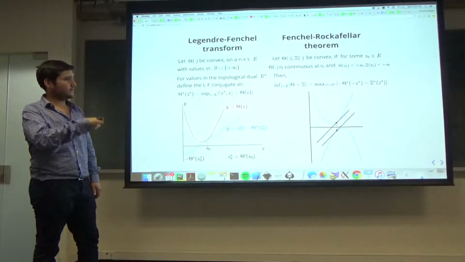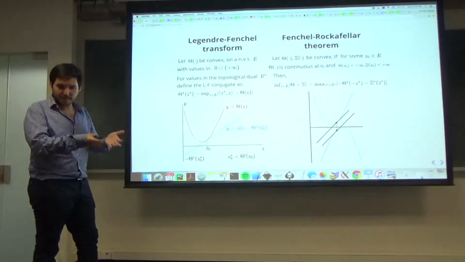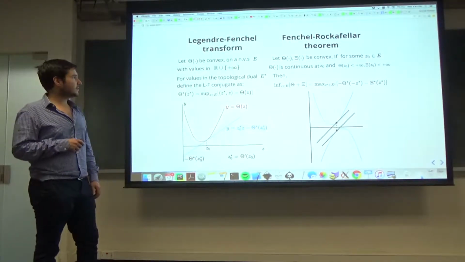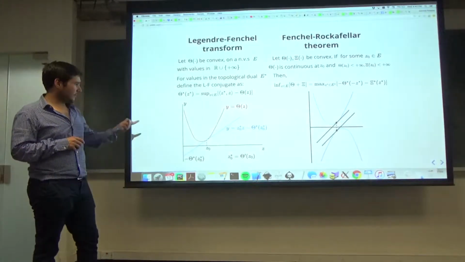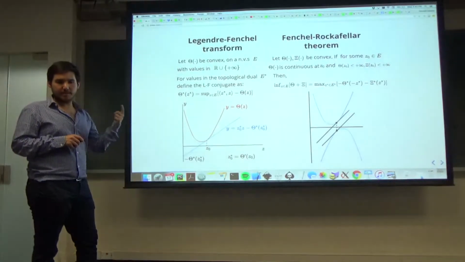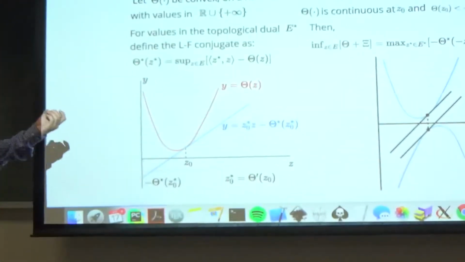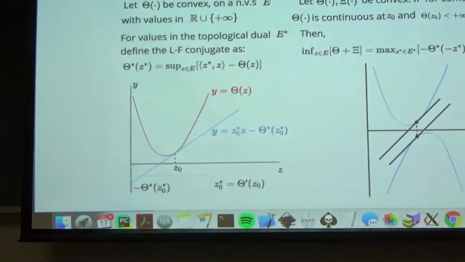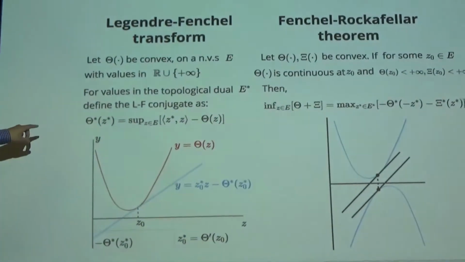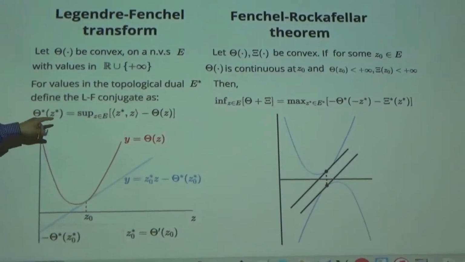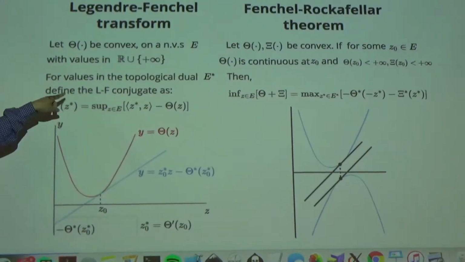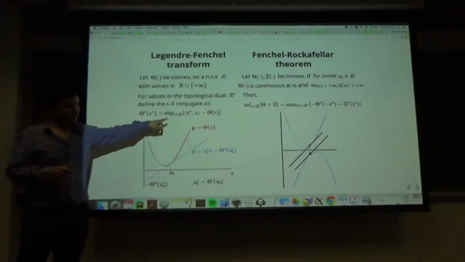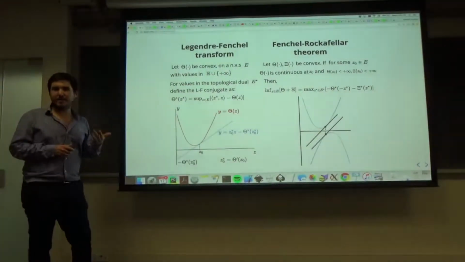So in order to prove this theorem, I'm just going to tell you a little bit about how to prove it, but I'm not going to go into details. We need to define a relevant function, like in convex analysis, that arises. Whenever you have a convex function, you can define the Legendre-Fenchel transform. It is defined on the topological dual via this assignment, and you have a plot that tells you what is going on here.